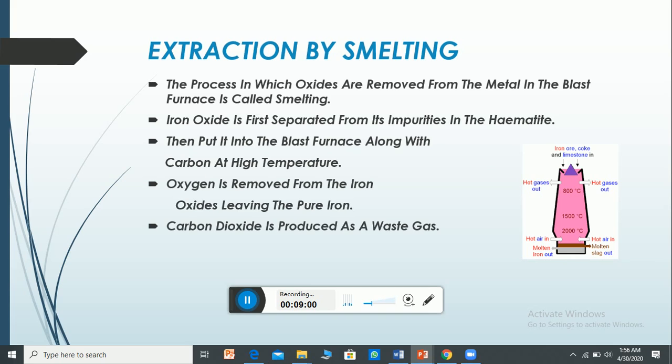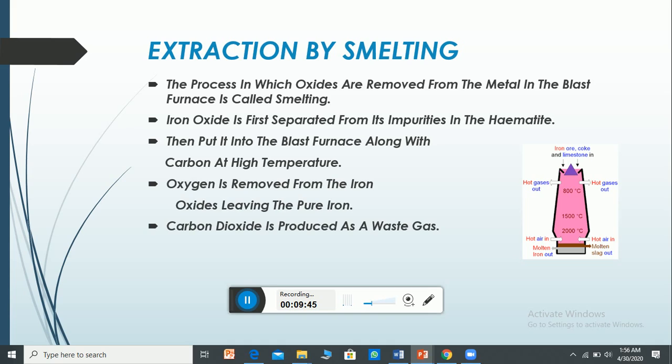Now the last point, extracting by smelting. This is the second method. As I told you earlier, we do the smelting process for those metals whose oxides are low in the reactivity series, for example iron. In this process, we put the oxides, iron oxide or iron ore, from the top of the blast furnace. In the given figure, this is the blast furnace. The process in which oxides are removed from the metal in the blast furnace is called smelting.